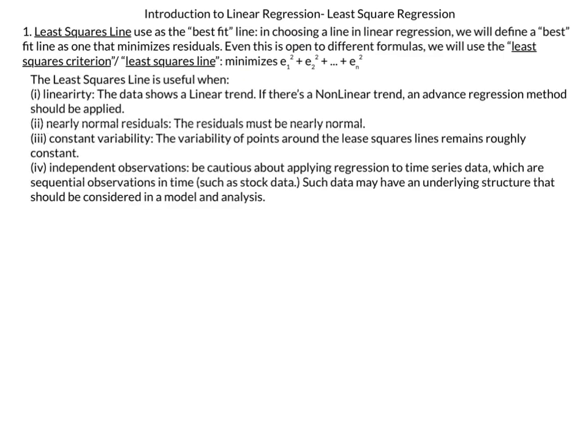There are certain conditions that make the least squares line useful. First, we must have some linearity, so the data must show a linear trend. If there's a nonlinear trend, we need a different, more advanced form of linear regression. Second, the residuals must follow a nearly normal distribution. Third, there must be constant variability. In other words, the variability of points around the least squares line must remain roughly constant.